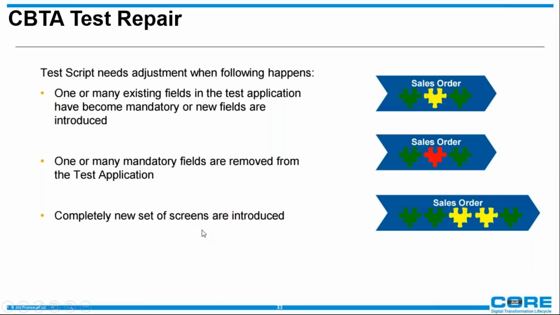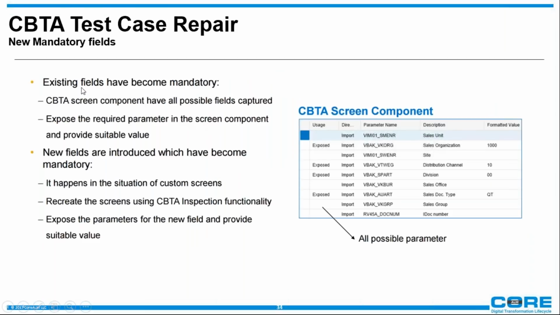So how is this handled? If there's existing fields, and all the screen component possible fields have been captured, then you would go into CBTA, change it from blank to exposed as a parameter and put in a value here. That's the way you do it, and then it would be vice versa if the field were no longer required.